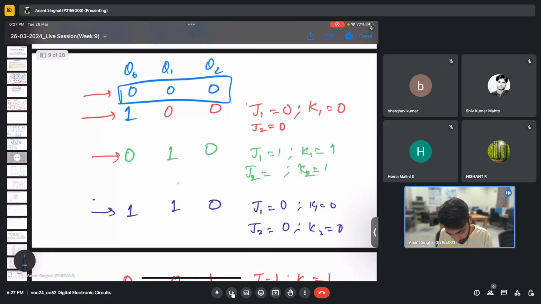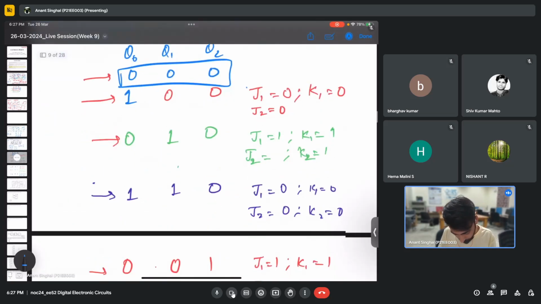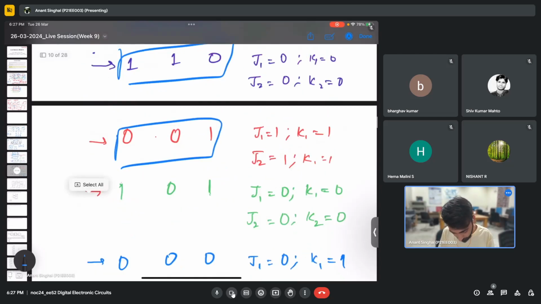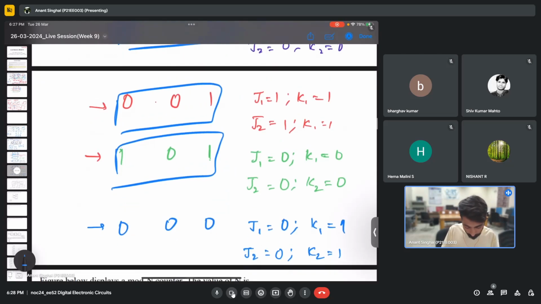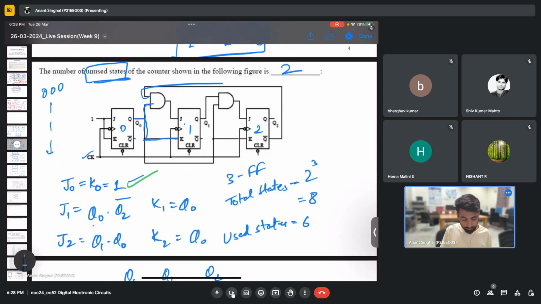So we have started from 0, 0, 1. Let me count the used states first of all. We have three flip-flops, so the total number of states will be 2 raised to power 3, that is 8. What we need to find is the number of unused states. So we have 0, 0, 1, then 1, 1, 0, 2, 3, 4, 5, 6. So we have got 6 used states, and then we have reached back to the original state. So used states are 6 in this question, and finally the unused states will be 2.